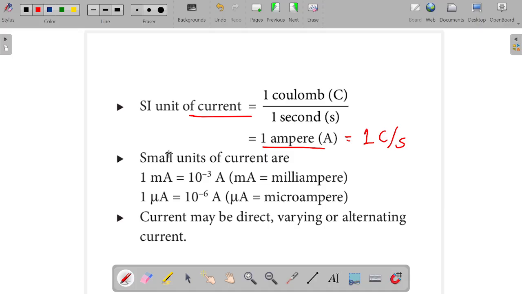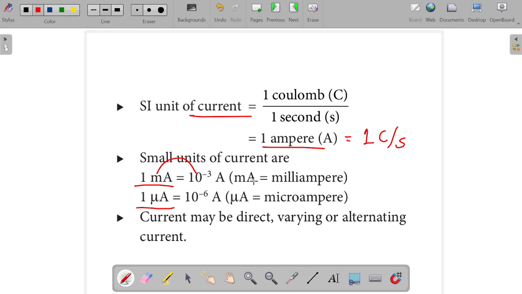But ampere is a very big unit, so you have to use smaller units like the microampere and milliampere. 1 microampere is equivalent to 10 raised to minus 6 ampere, and 1 milliampere is equivalent to 10 raised to minus 3 ampere. When you convert from milliampere to ampere, you multiply by 10 raised to minus 3.